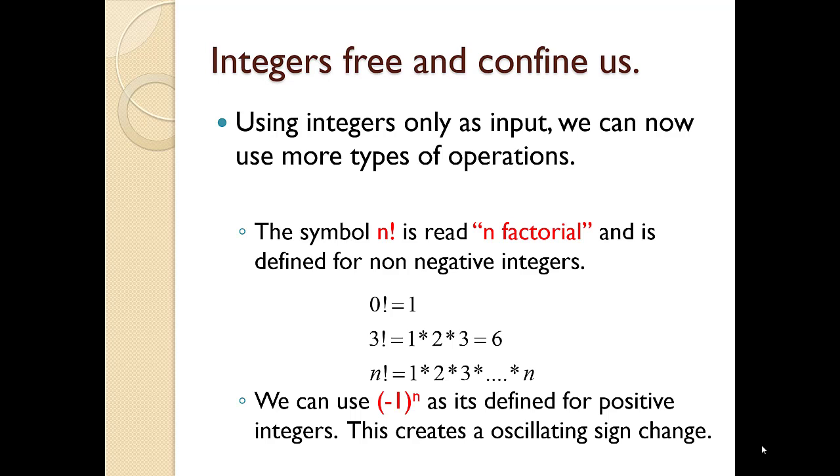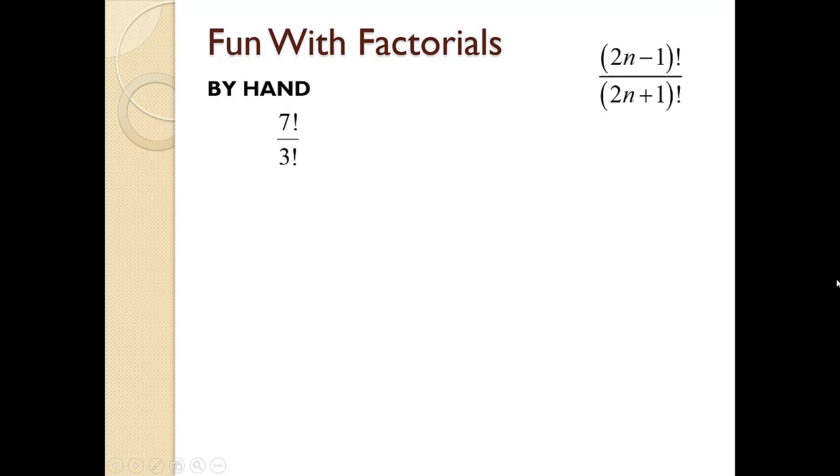Now, integers free us from using certain types of functions. We can now actually use more operations. The two most common that you see for sequences are the factorial, n with an exclamation point. It's defined for all non-negative integers. And we define 0 factorial as 1. 3 factorial would then be the product of all the integers from 1 to 3. And n factorial means the product of all the integers from 1 to n inclusive. Now, if you see negative 1 to the n, we can now use that also in our functions. And it represents a way to create an oscillating sign change.